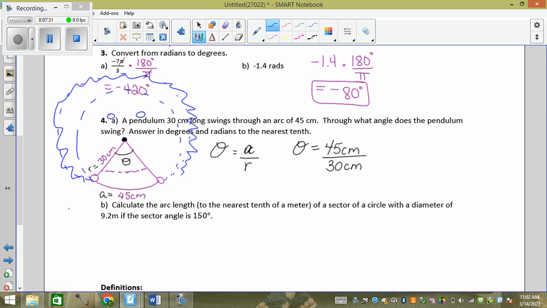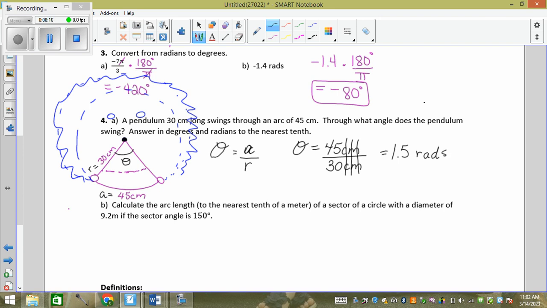Now, whenever I'm finding a theta, I am finding an angle, correct? How do I know an angle is in degrees? It has a degree symbol. How do I know if an angle is in radians? It has nothing, or it could have rads or radians. So if this cancels off, I'm left with 45 divided by 30, which is 1.5. Some people add a degree symbol to it. Where are you getting the degree symbol from? It's not in degrees. It has nothing on it, which means it's radians.